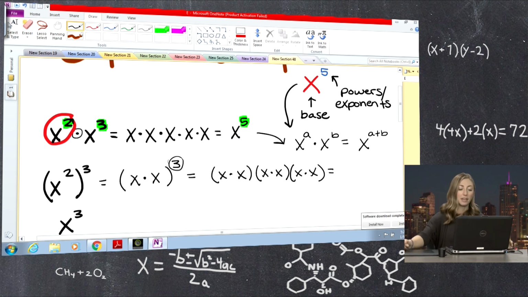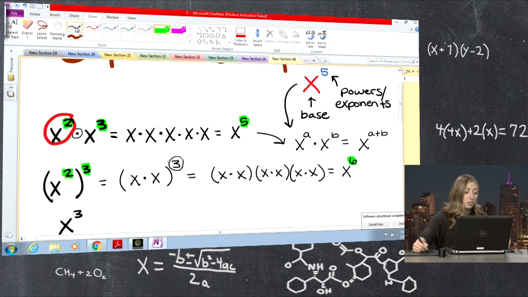We can put that together, so we kind of pulled our accordion apart. We want to simplify it, so we'll pull that accordion back together, and you will notice that we have 6 x's being multiplied together all together, so I have x to the 6th power. Now back to the shortcut, because that's the whole point. I had started with x to the 2nd power to the 3rd power, and I ended up with x to the 6th power.